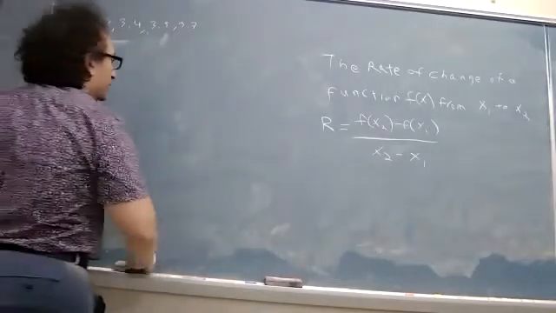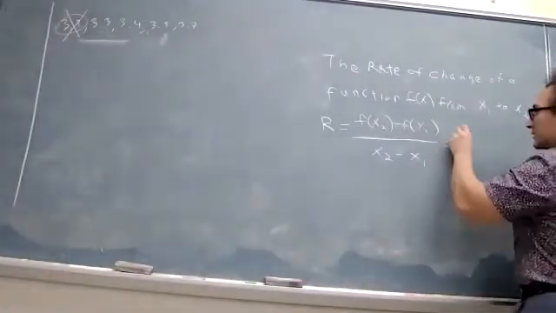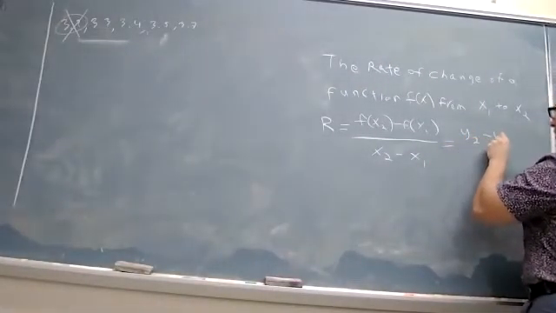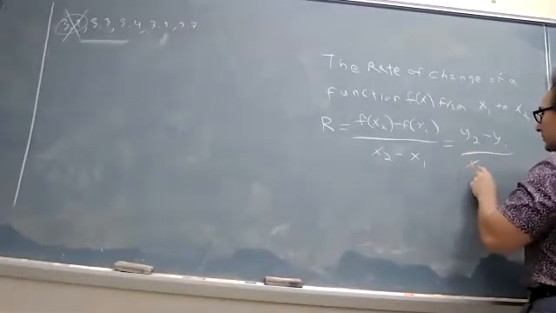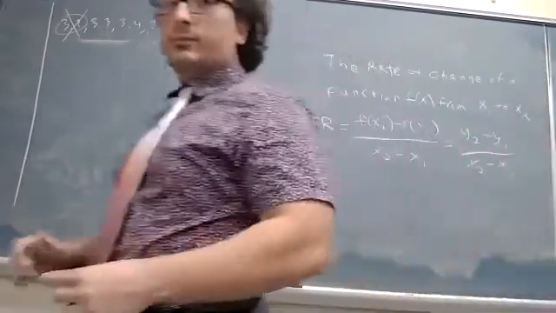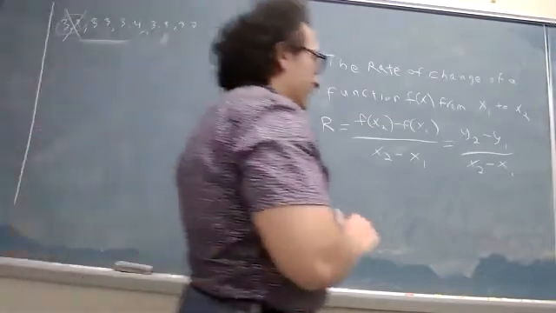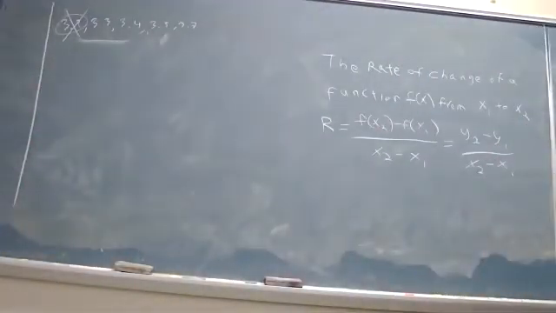Why is this the same thing as slope? Because this is the same thing as y2 minus y1 all over x2 minus x1. Okay? But the difference here is that we can apply this to things that aren't necessarily lines. They don't have to be lines for this to apply to them.